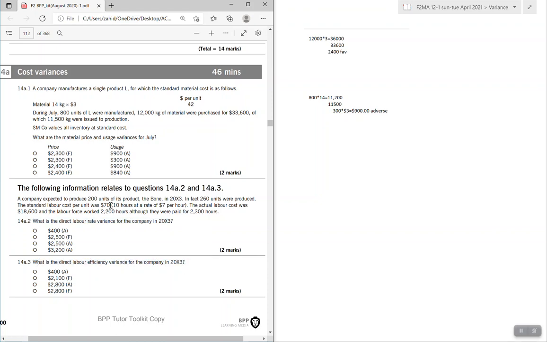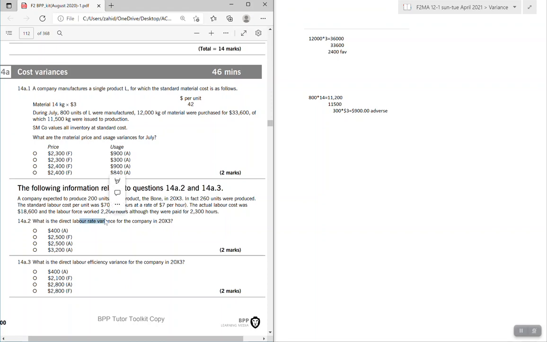A company expected to produce 200 units of product, the bone, in 2013. In fact, 260 units were produced. The standard labor cost per unit was 70, which is 10 hours at the rate of 7 per hour. Actual labor cost was 18,600 and the labor force worked 2,200 hours, although they were paid for 2,300 hours.